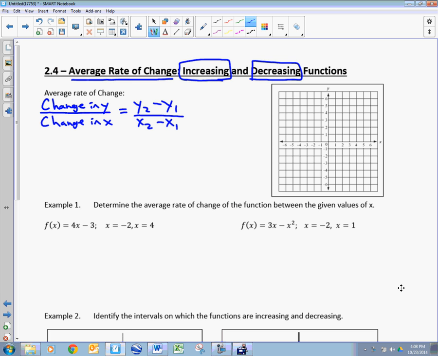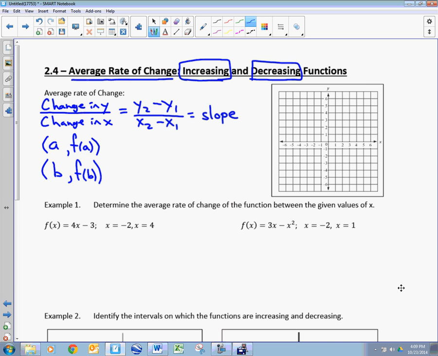Average rate of change is the same thing as slope. Today we're going to give it just some different values. We're going to give ourselves a couple coordinates. The x coordinate will be A and the other x coordinate will be B. That means if we have a function, our y value will be f of A and our other y value will be f of B.